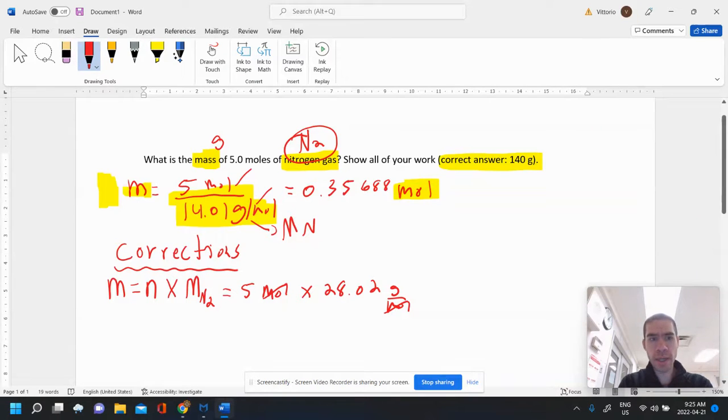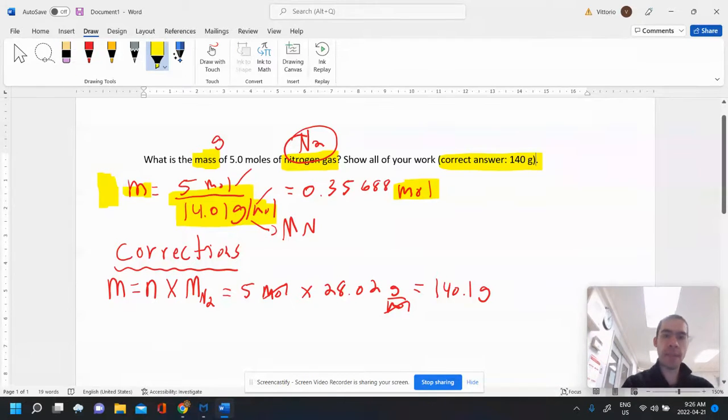So now that I do that, I can write my final answer here. It's 5 times 28.02, and I get 140.1 grams. Now I have the correct units.